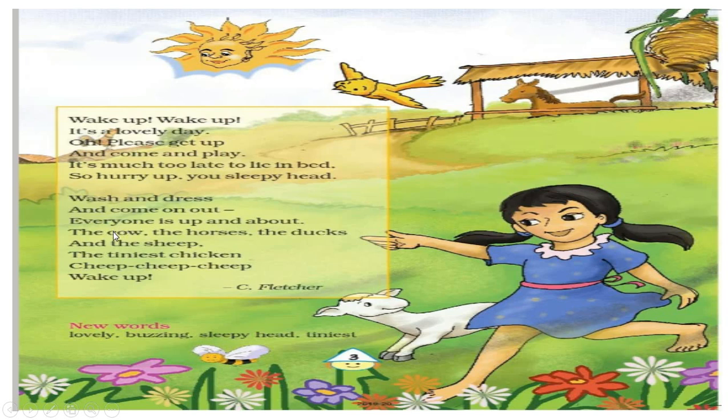Okay, everyone is up and about. Who is up and about? The cow, the horses, the ducks and the sheep. These all are awake, okay? And who is the tiniest? The chicken is tiniest, okay? And which kind of noise is this chicken making? Cheep, cheep, cheep, okay? And you can see C. Fletcher is the writer of this poem, okay? Keep in mind.